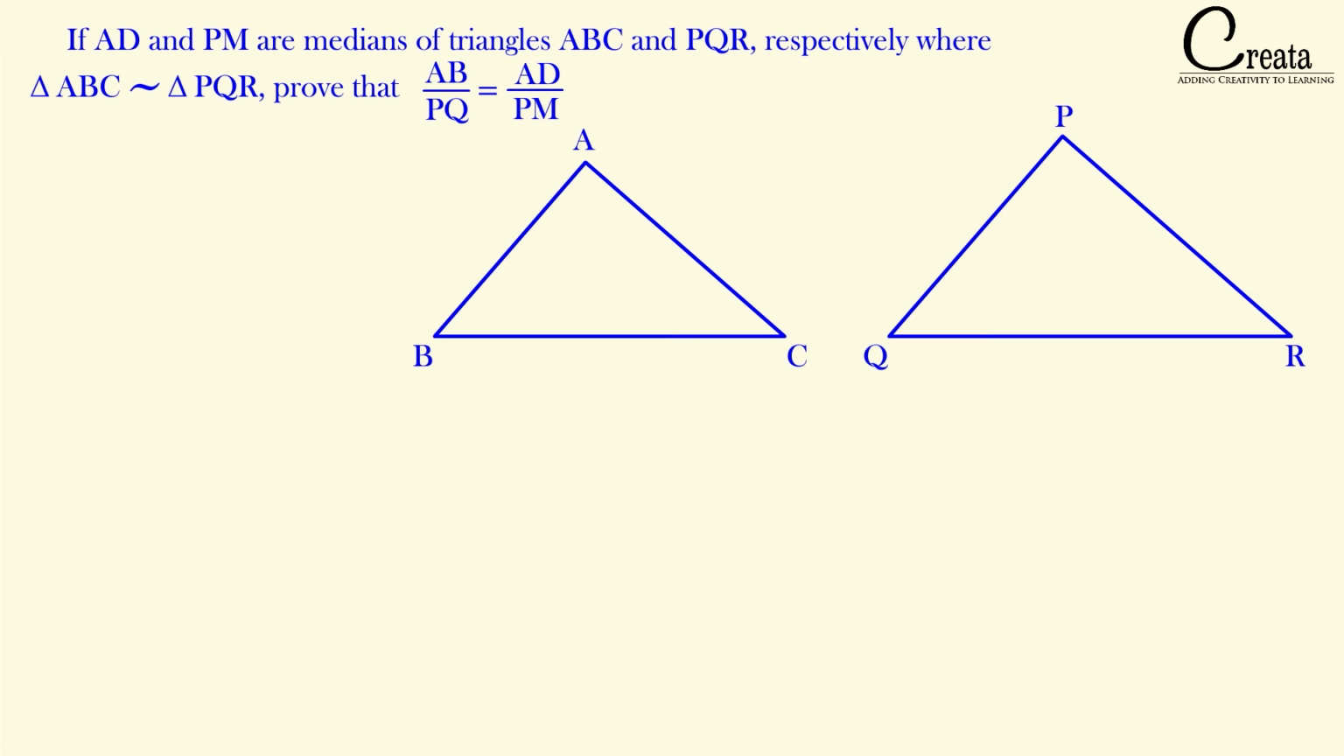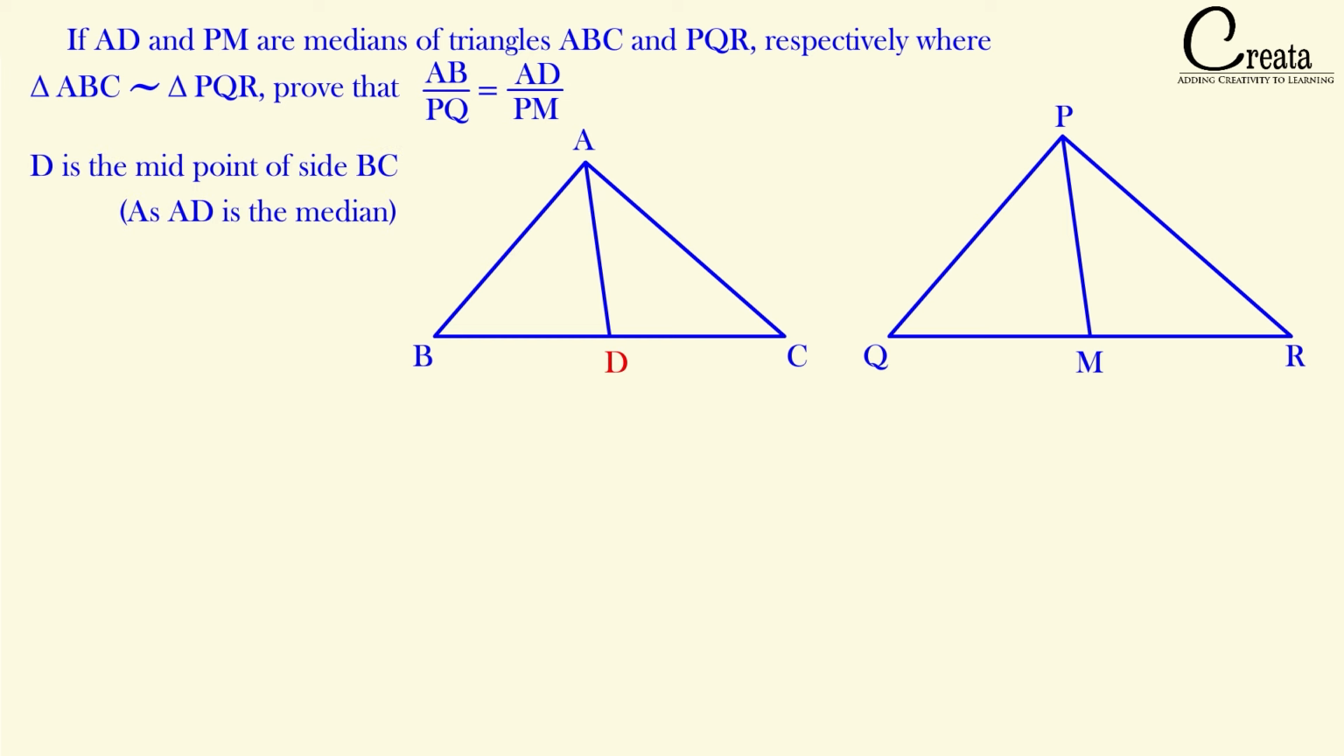If AD and PM are medians of triangles ABC and PQR respectively, where triangle ABC is similar to triangle PQR, prove that AB upon PQ is equal to AD upon PM. So this is the last question. Let's observe the question. In this question, two triangles, ABC and PQR, are given, and we have the medians AD and PM. We know medians join the vertex to the opposite side at the midpoint. So the point D is the midpoint of side BC and point M is the midpoint of side QR.